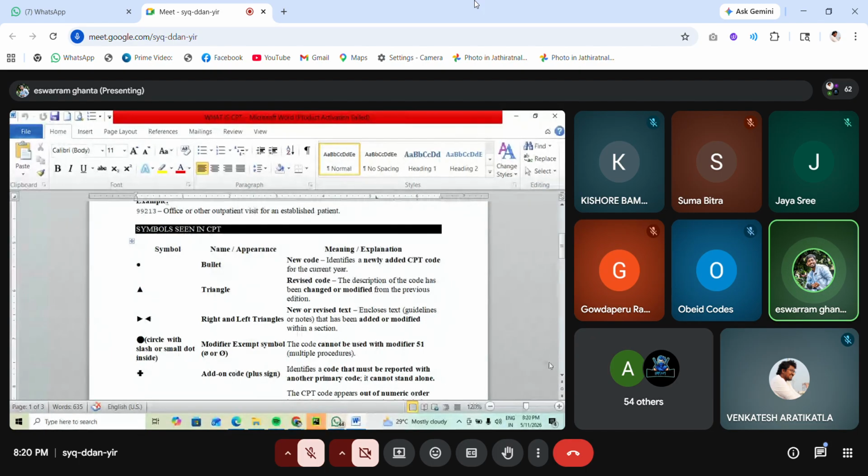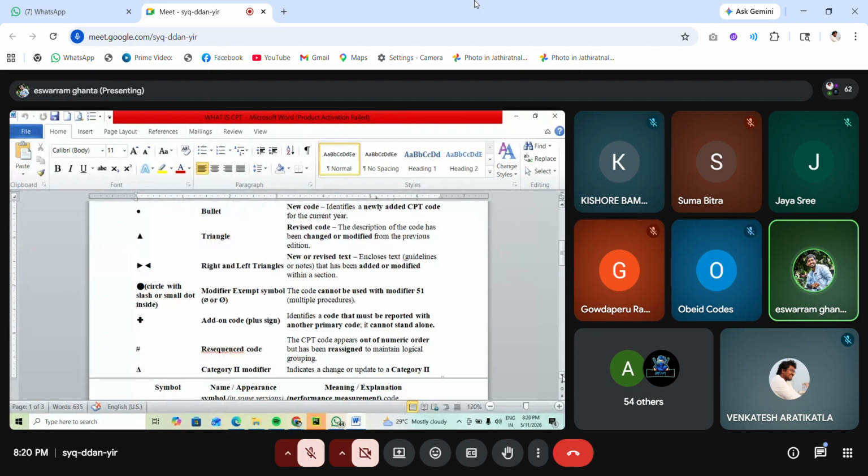Okay, next, this is the add-on code. This is the add-on code.